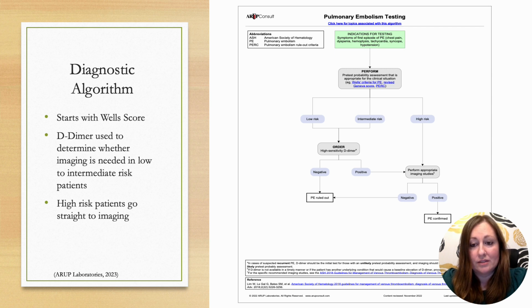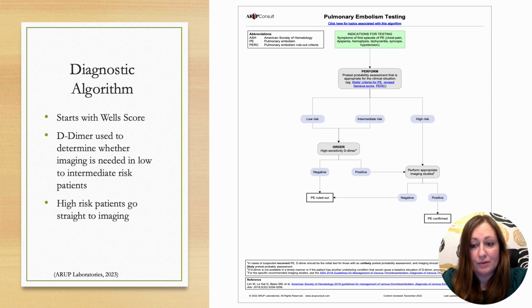The D-dimer is not as useful for patients who have already been admitted to the hospital due to the higher rate of false positives, so this algorithm works better in the ED setting for initial patient presentations. A positive D-dimer is greater than 500. A positive test in this patient group should be followed by definitive imaging studies. A finding of less than 500 excludes PE.